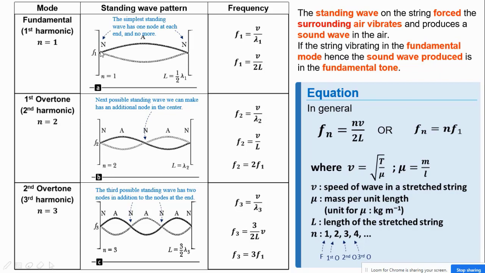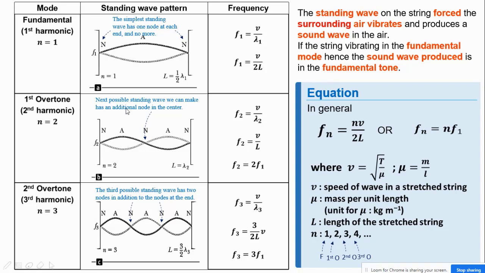So this is the total length of the string, whereby it is equal to half lambda. So we have the relation L equal to half lambda 1. And we can link it to the formula of frequency, f1 equal to v over lambda 1 in general. And we can substitute lambda 1 equal to 2L to get the equation f1 equal to v over 2L.